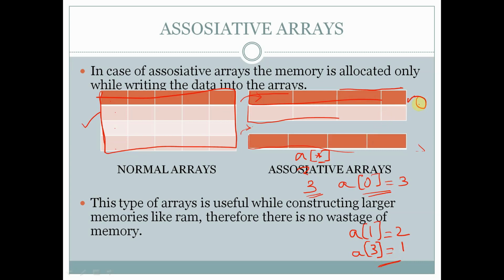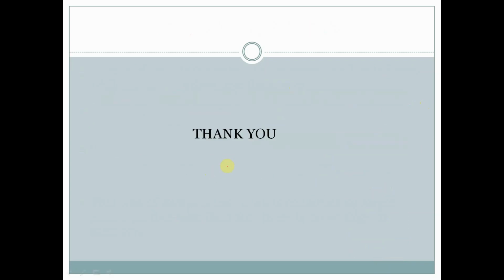Like this, memory will be created according to the data. Like this, memory is allocated only while writing the data into the arrays. So this is all about associative arrays.